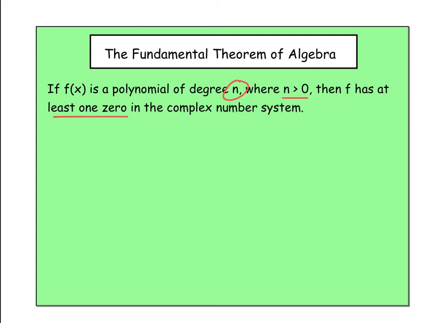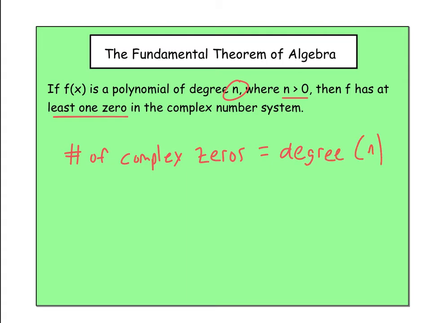But there's a next step, a little corollary of this, that's basically going to say the number of complex zeros will actually equal the degree of the polynomial, which again we're calling n.